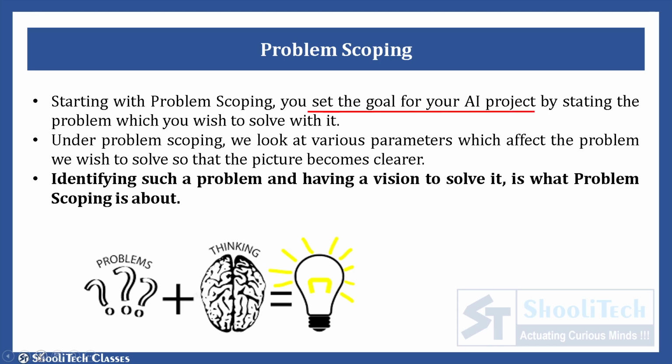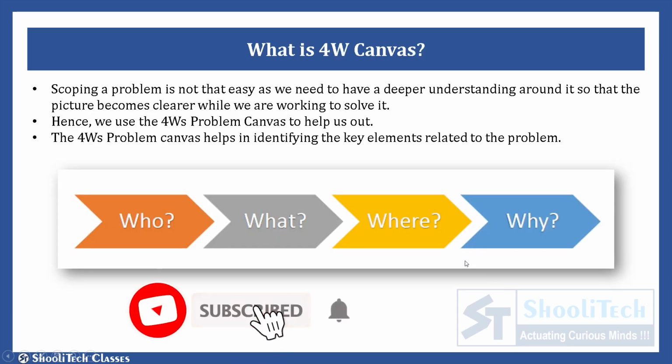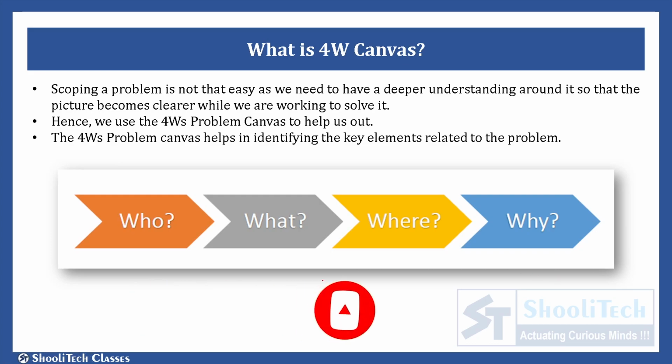In this step, we set a goal for the AI project. We try to understand the various parameters that affect the problem. Means we try to understand the problem so that we can have a vision to solve it. And to define a problem, first of all, we use 4W's canvas. The 4W canvas helps us in identifying the key elements related to the problem so that the picture becomes clearer while we are working to solve it. The 4W's are who, what, where and why.